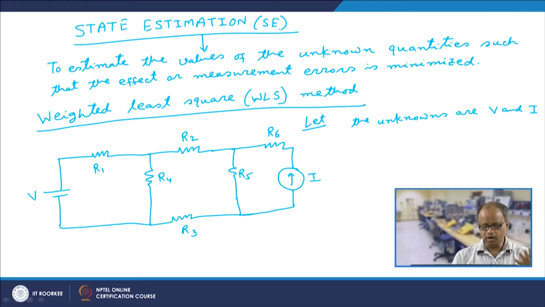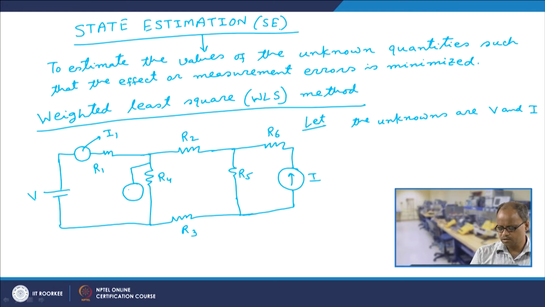So, for that, let us say I am simply taking some measurements. I put some ammeter here, so I measure this value I1, and let us say I put one voltmeter across this.